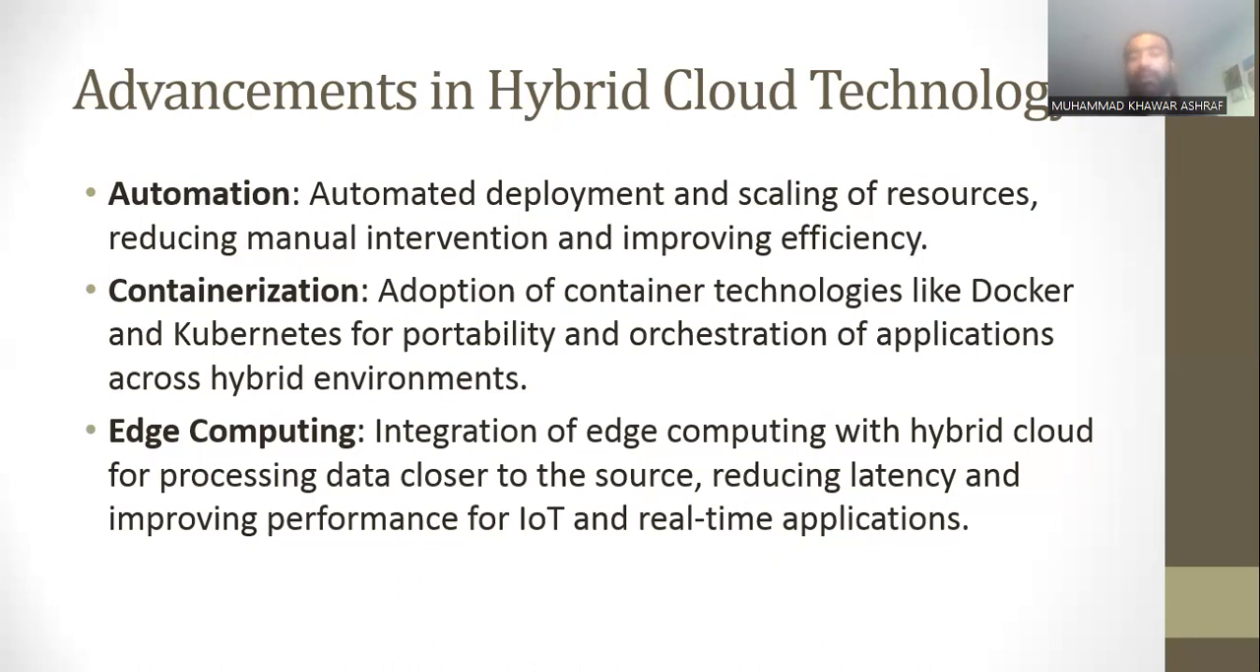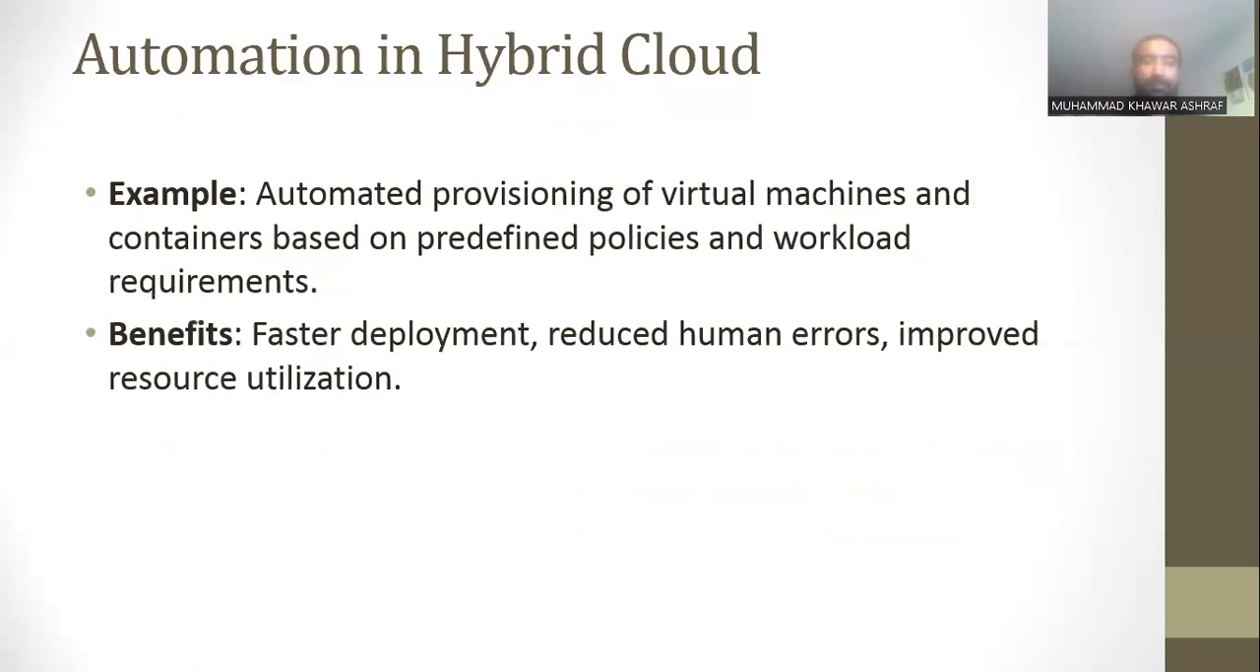The other is containerization, that is basically the adoption of container technologies like Docker and Kubernetes for portability and orchestration of the application across hybrid environments. And the third is edge computing. Edge computing is basically the integration of edge computing with the hybrid cloud for processing data closer to the source, reducing latency and improving performance for IoT and real-time applications.